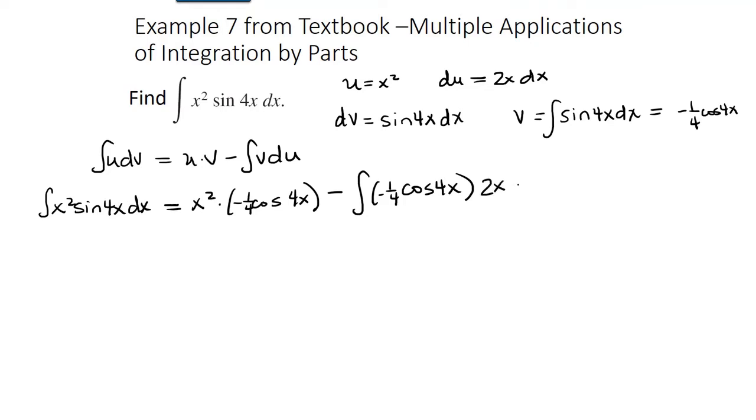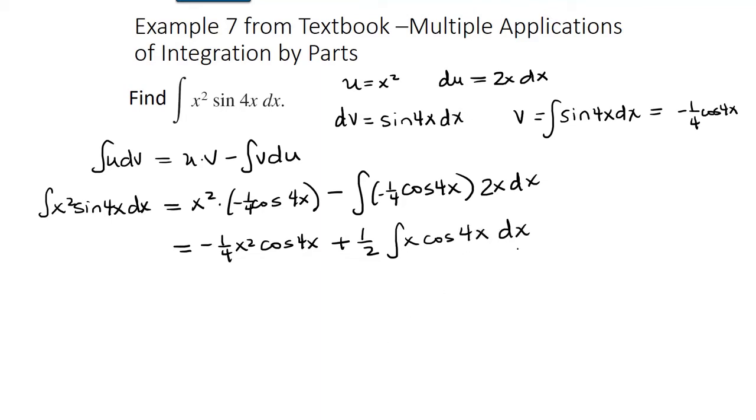Now du is 2x dx. I'm going to simplify this a little bit. So this is going to be negative 1/4 x squared cosine of 4x plus 1/4 times 2 is a half. So 1/2 the integral of, and then we have x cosine of 4x dx.